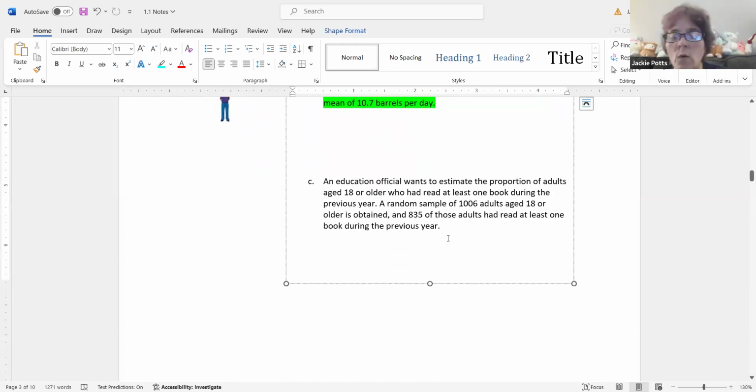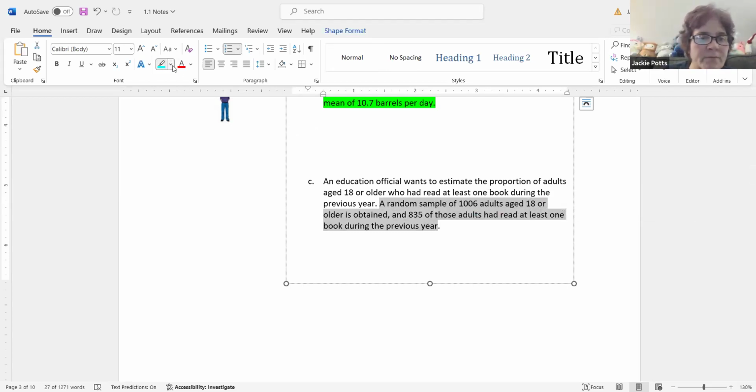All right, one more. Pause me. See if you can pick it out. An education official wants to estimate the proportion of adults aged 18 or older who have read at least one book during the previous year. A random sample of 1,006 adults aged 18 or older is obtained. 835 of these adults had read at least one book during the previous year. So they're already telling me a random sample. So guess what?